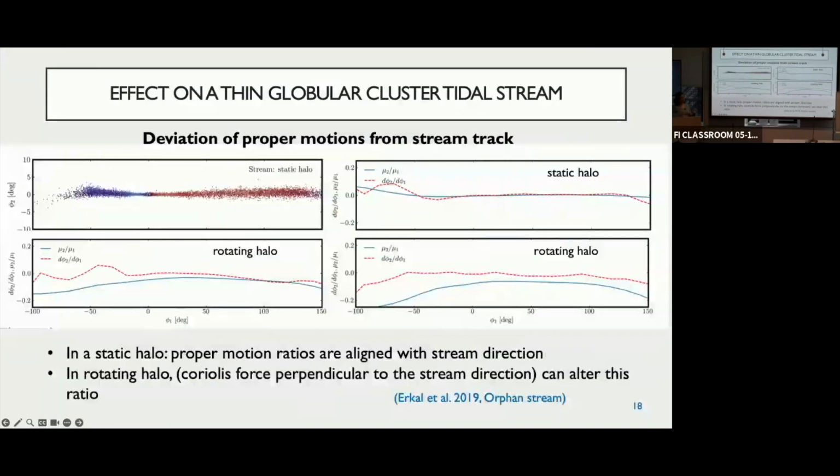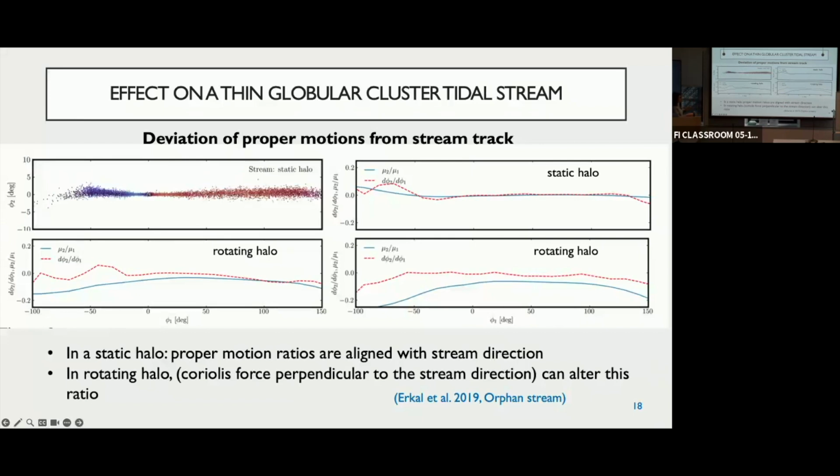There are also effects on thinner globular cluster streams, and there are many of these in the sky, and we're getting lots of different observations of them. This is just a simulated stream in what are called great circle coordinates. The coordinate phi1 is always along the stream, phi2 perpendicular to the stream, this showing the leading arm, this showing the trailing arm.